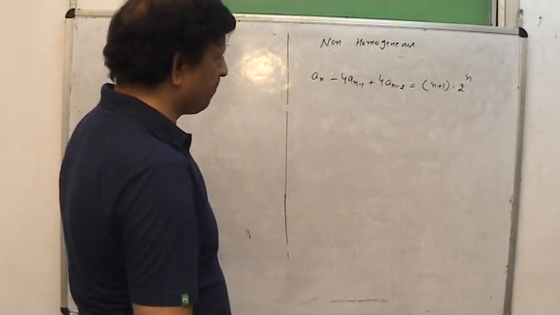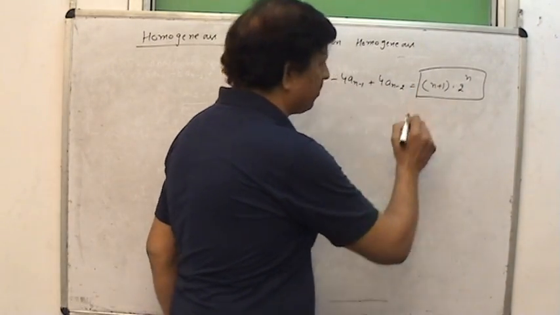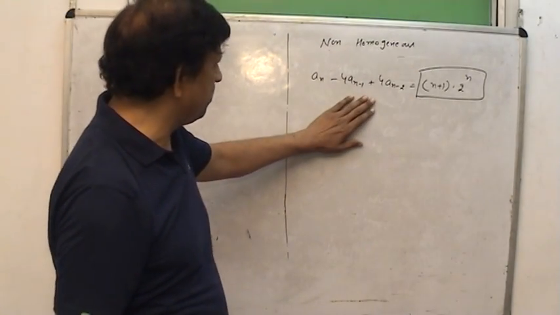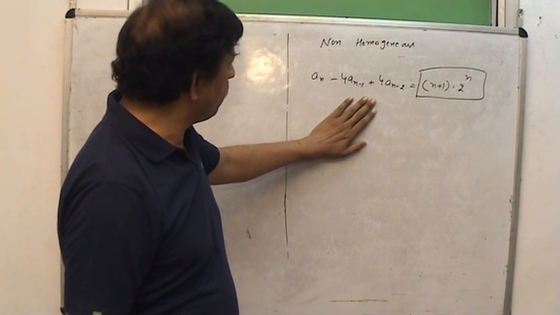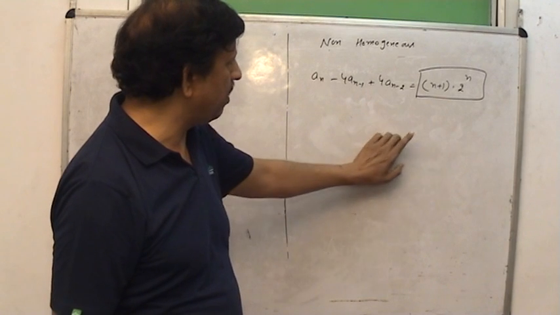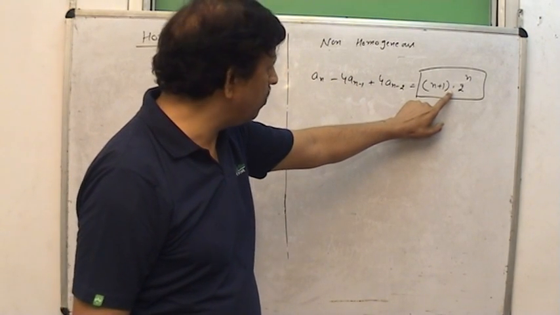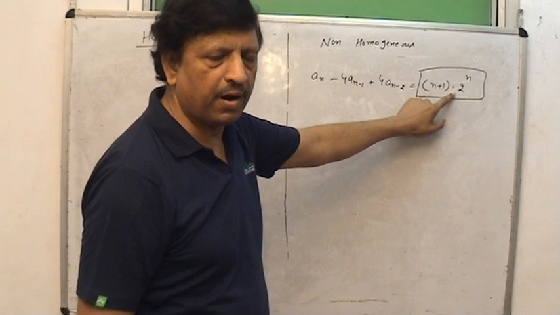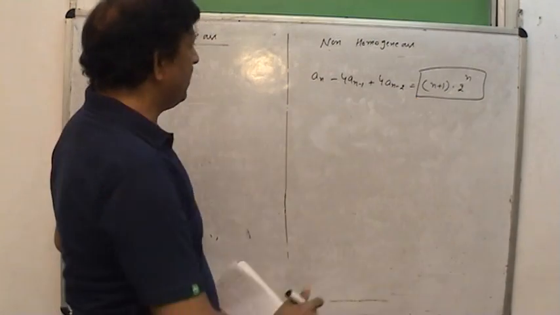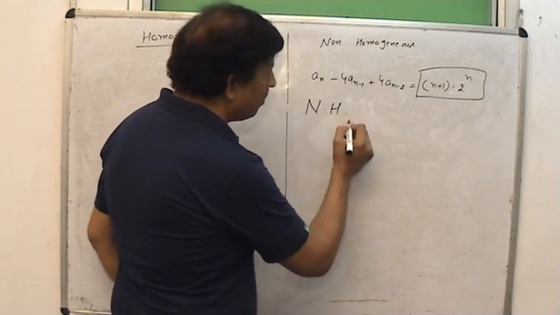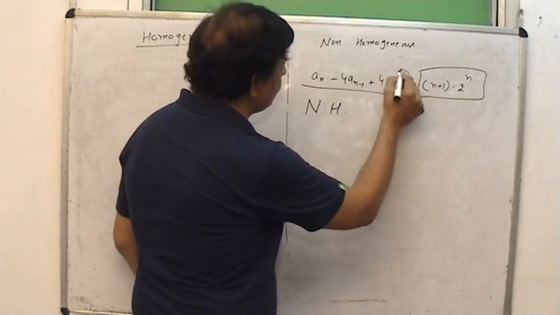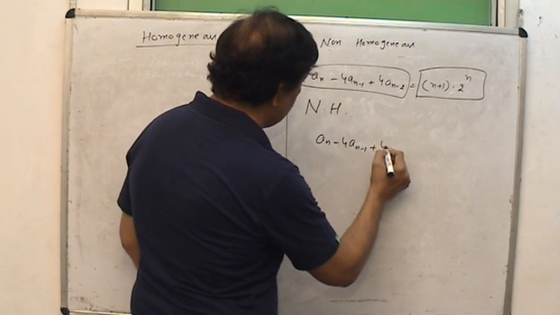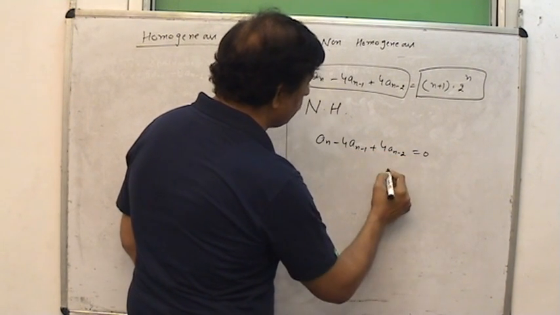Now it's very simple to identify. This term cannot be transferred to the left hand side. At first look, we can identify it is non-homogeneous, because this term depends upon n and it cannot be part of any recurrence relation. First of all we identify it is non-homogeneous, then we separate the homogeneous part. The homogeneous part is an minus 4 times an minus 1 plus 4 times an minus 2 is equal to 0.